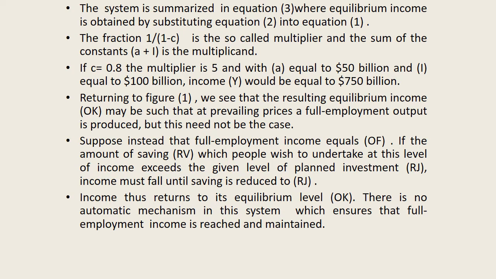Suppose instead that full employment income equals OF. If the amount of saving RV, which is what people wish to undertake at this level of income, exceeds the given level of planned investment RG, income must fall until saving is reduced to RG.